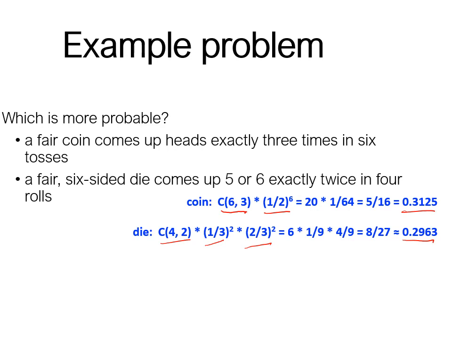So it's more probable to get 3 heads in 6 tosses of a coin than getting 5 or 6 exactly twice in 4 rolls.